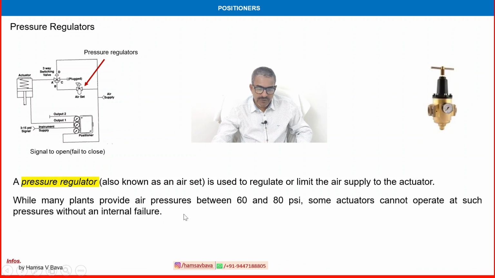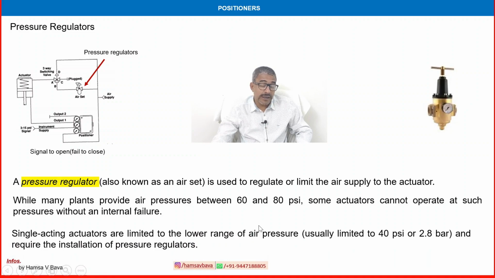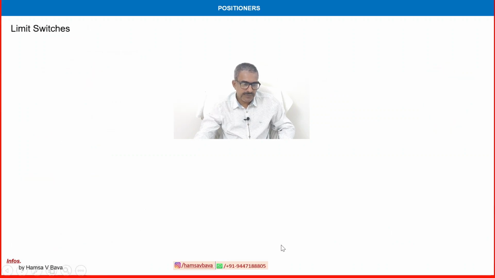While many plants provide air pressure between 60 to 80 psi, some actuators cannot operate at such pressure without an internal failure. So to increase and decrease, or better to say regulate, the air pressure to the actuation system. Single acting actuators are limited to the lower range of air pressure, usually 40 psi, and require the installation of pressure regulators.